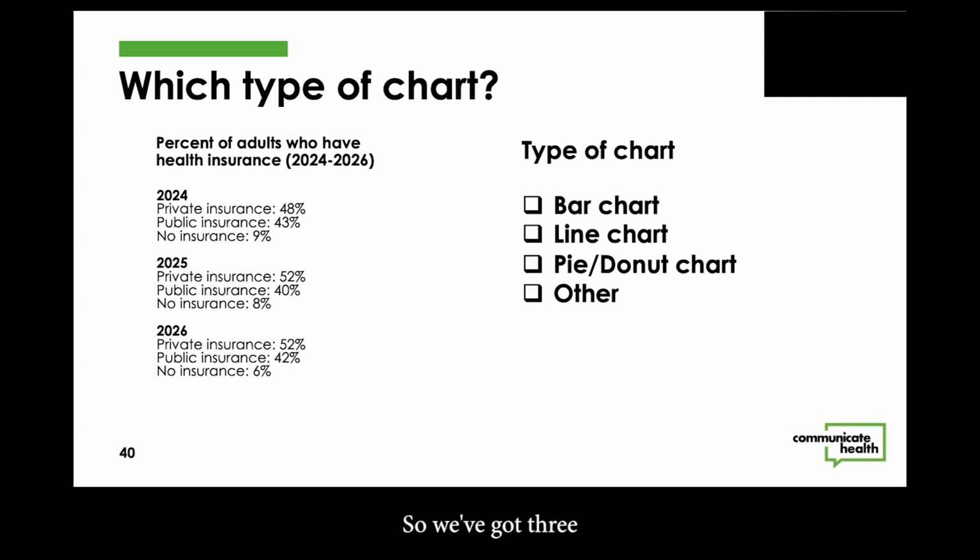So we've got 3 categories of data: private insurance, public insurance, or no insurance. And we've got 3 years of data to communicate. And again, they're all percentages. So which type of chart do you think would be best suited for these data?